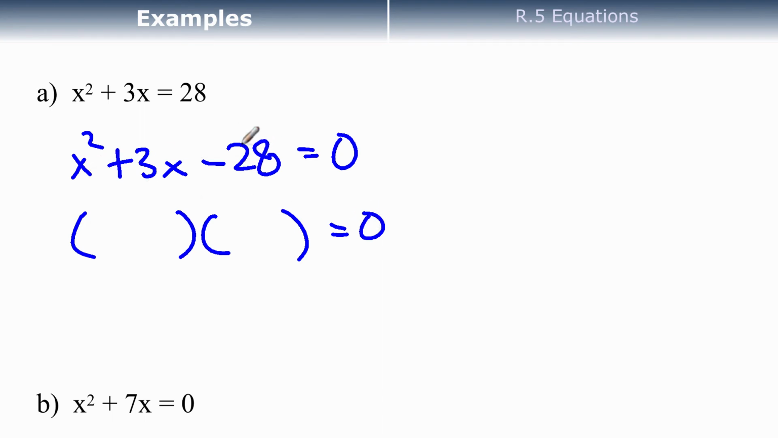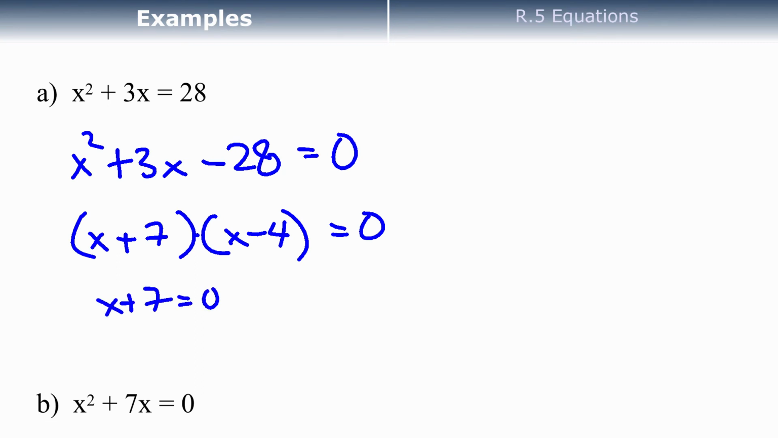So two things that multiply to negative 28 and add to the 3. I think 7 and 4. So x plus 7, x minus 4. If you FOIL that out, you'll find it gives you this. But the point we're trying to make with this one is that here I have two things. This times this equals 0. One of them's got to be 0.